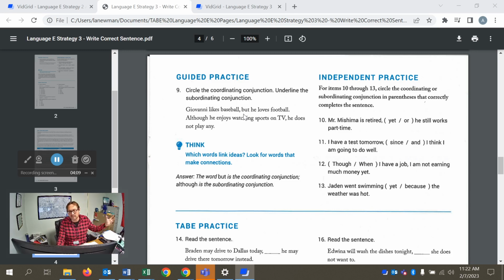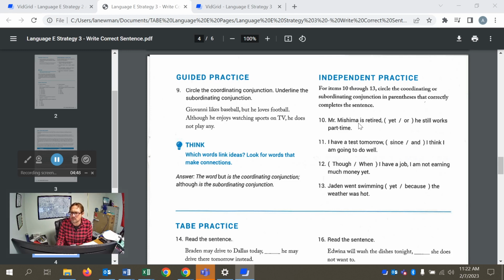Trust me, the subordinating conjunctions and others, the list is way too long to memorize. Our subordinating conjunction, by the way, is although. And it subordinates this clause, he enjoys watching sports on TV, to the independent clause, he does not play in it. So that's what the word although does. All right, so for 10 through 13, we're going through and choosing the correct word. So number 10 is yet. Actually, I should probably explain some of these as I go through.